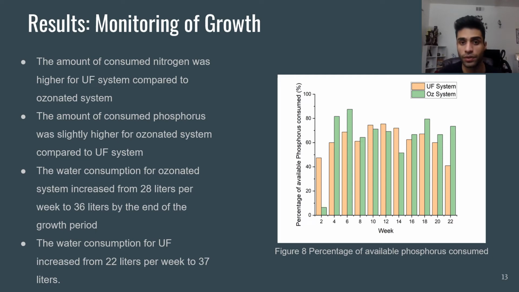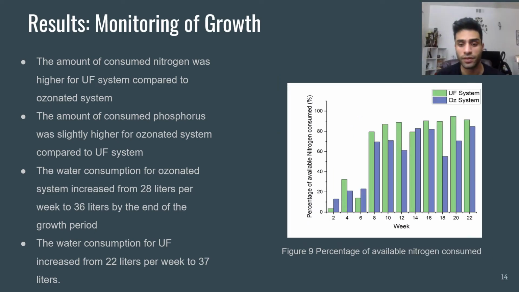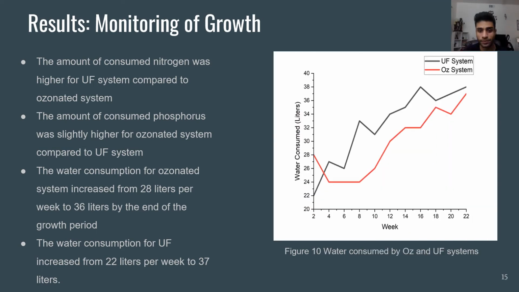available phosphorus. As far as the nitrogen is concerned, you can see that for the first 6 weeks, when the plants were growing up, the consumption of nitrogen was not as much, but as the height and the biomass of the plants increased, the consumption of nitrogen increased as well.